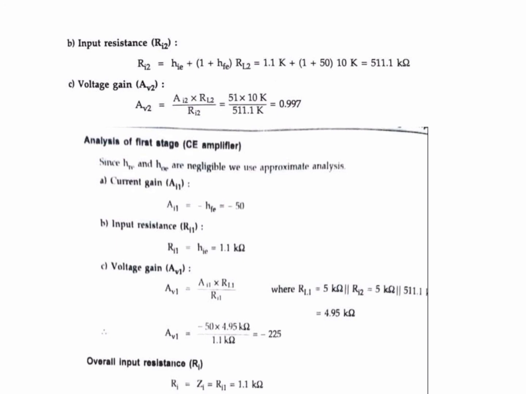So the current gain is equal to minus HFE, which is minus 50, and the input resistance is equal to HIE, which is equal to 1.1 kilo ohms, and the voltage gain, by using the formula substitution, we get minus 225. And the overall input resistance, which is nothing but Ri, which is equal to Zi, which is Ri1, which is equal to 1.1 kilo ohms. So that's all in this slide.